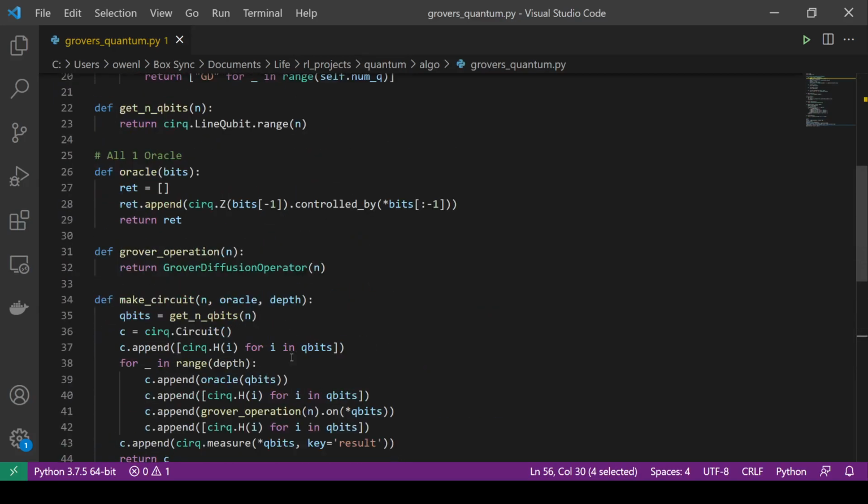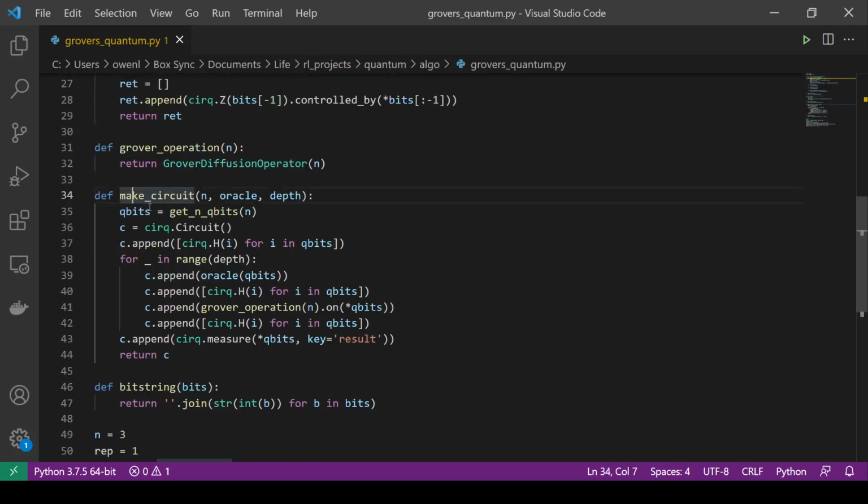I just made a super simple oracle for the all one state. So for 1, 1, 1, 1, however many ones we have, which you can do easily by just using a controlled Z operator. Then we have our circuit. We make however many qubits we need, and then we apply an H gate on all qubits to create our initial equal superposition. Then we apply the oracle, we do the H gates, we do this inner diffusion operator, we do the H gates again, and then we repeat it.